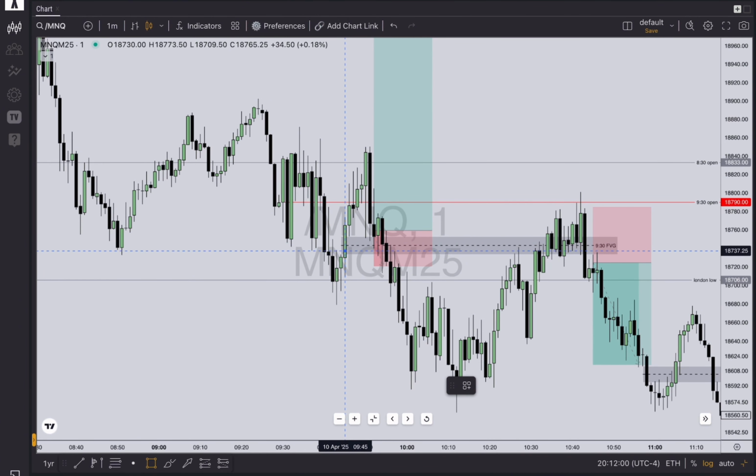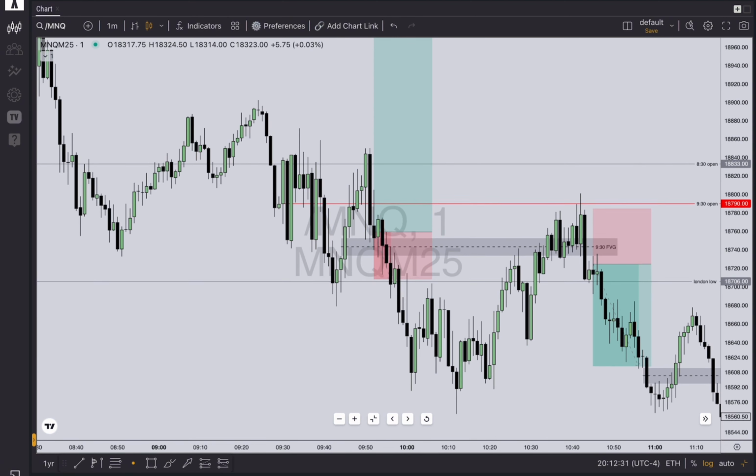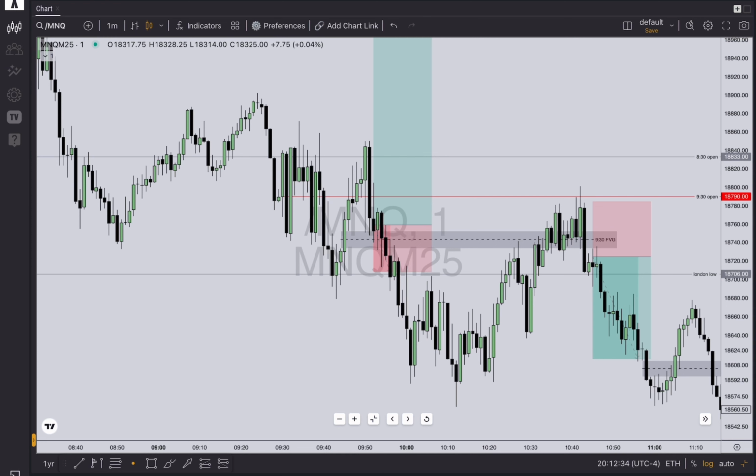So as soon as we made this fair value gap right here, I considered the 9:30 fair value gap a breakaway gap. So once we broke up and made the 9:30 fair value gap right here, I entered my first position here. Then when we retraced, I entered my scale in, or the remaining of my position, right at the 9:30 fair value gap. So my average entry was like around here, this region. And then my stop loss went actually a little bit lower. It was below this wick right there, right? And then I was targeting the equal highs at least.